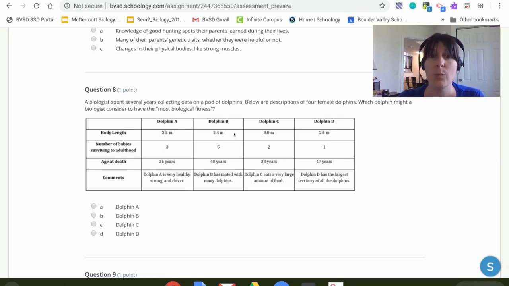Dolphin B was 2.4 meters long. They had 5 babies surviving to adulthood. They were 40 years old at death. And the comments say Dolphin B has mated with many dolphins.